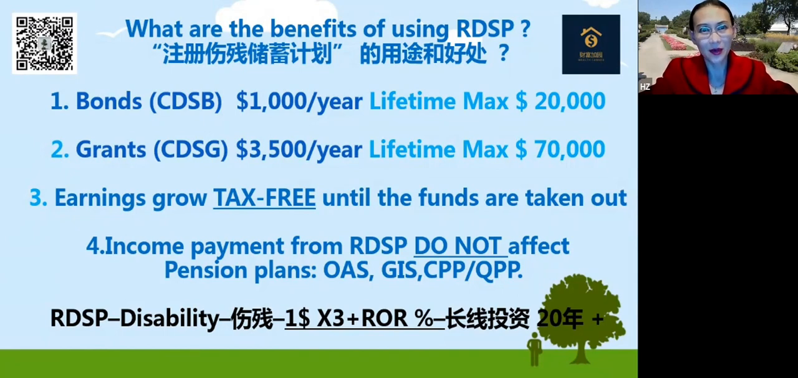And the second topic, we would like to know what are the benefits of using this RDSP account. Number one, each year the government can give maximum bonds to this person of 1,000 per year. And then the grants, 3,500 per year. So when you multiply those numbers by 20 years, you will be able to see the lifetime maximum bonds will be 20,000, and the lifetime maximum grants will be 70,000.